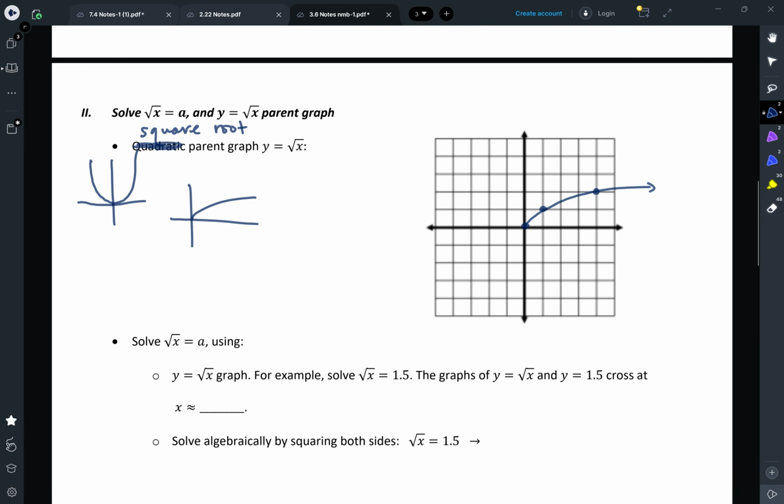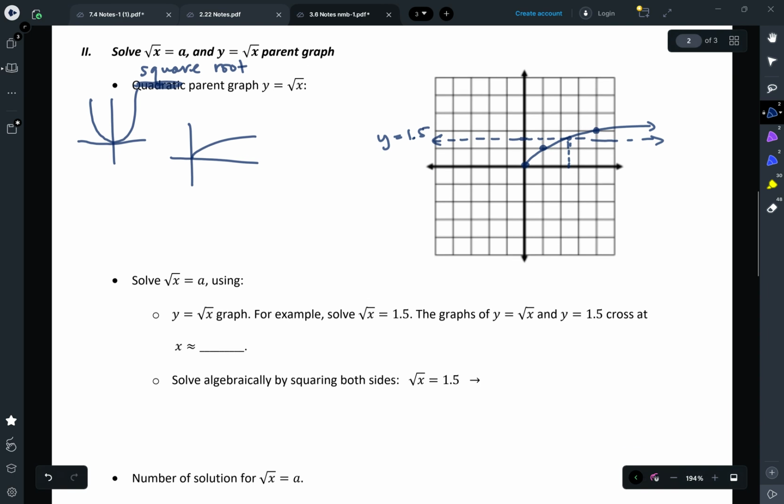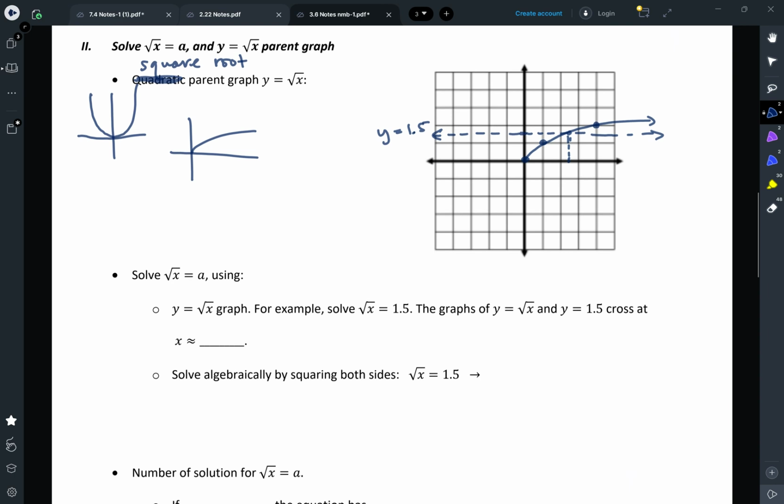So we're looking at the graph of y equals square root of x, and we want to solve that the square root of x equals 1.5. So we're looking for the graphs of y equals root x and y equals 1.5. So here's about 1.5 right here. And there's the graph of y equals 1.5. I don't know why I made it dotted. I didn't really need to. So it looks like they cross about here. It looks like a little bit less than 2.5. Maybe 2.3 or 2.2. I'm going to go ahead and call it 2.3.